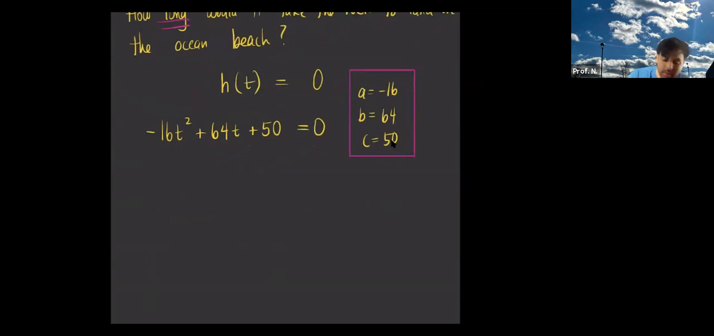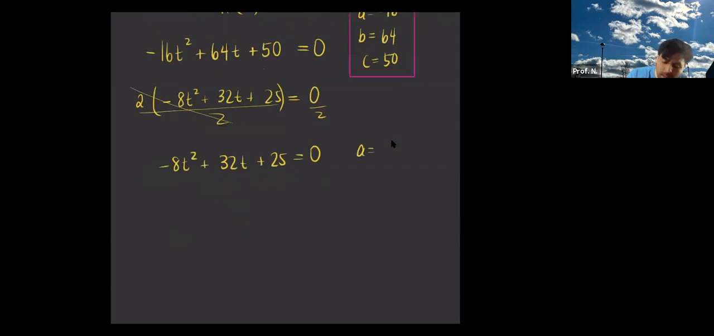What I could factor is actually a 2. I think a 2 is enough. So I factor a 2, I get negative 8t squared plus 32t plus 25. That's the most I can do, actually. And then I could divide out the 2 if I want. I can reduce the quadratic, so I get a new ABC. A is negative 8, B is 32, and C is 25. But that's it. I can't do anything else.